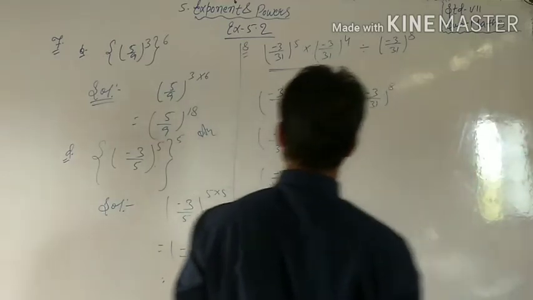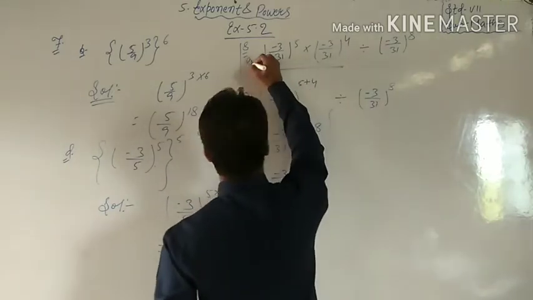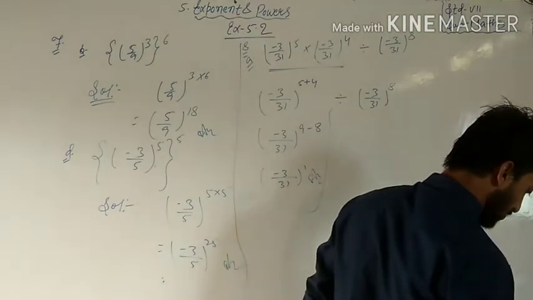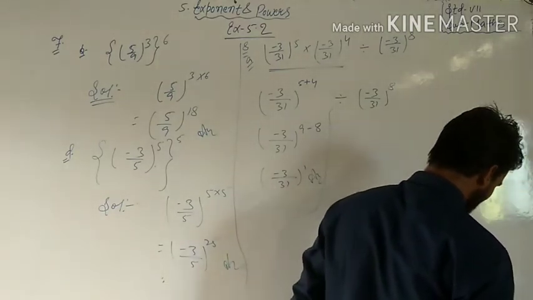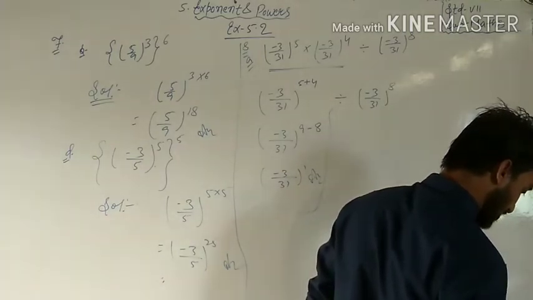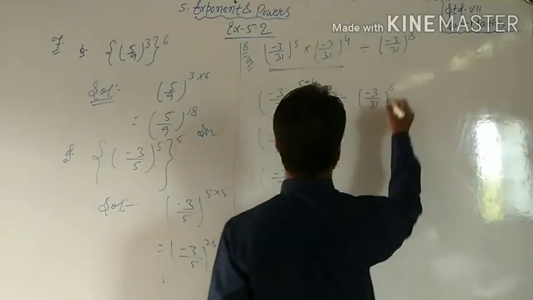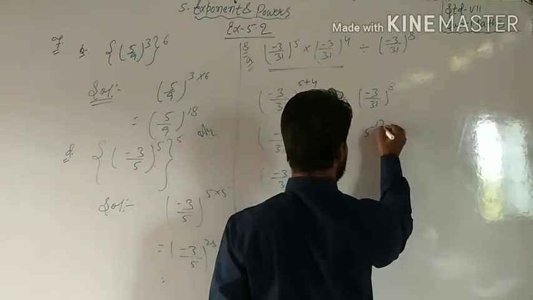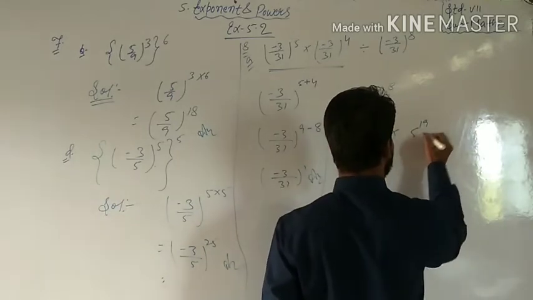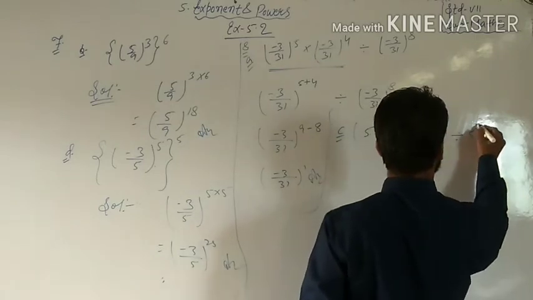So students, see the next question, number 8. Now tell me which question we should do. Question number B you do. I am coming to question number C: (5 to the power 17 into 5 to the power 19) divided by 5 to the power 37.